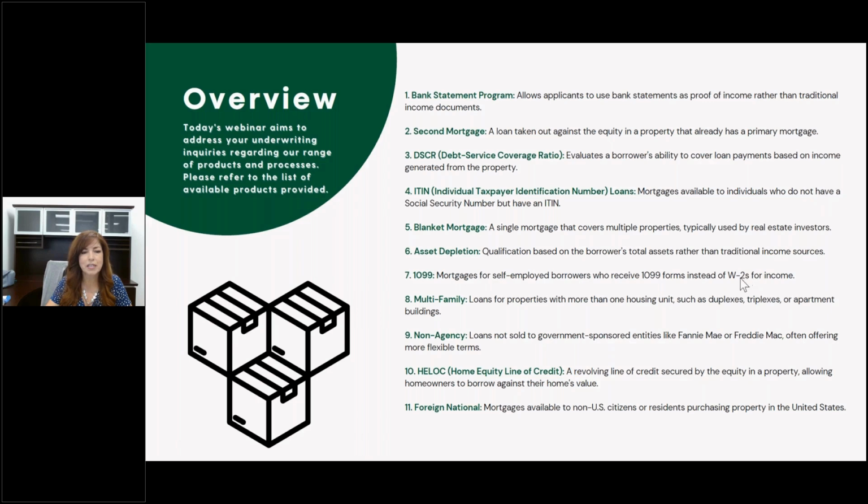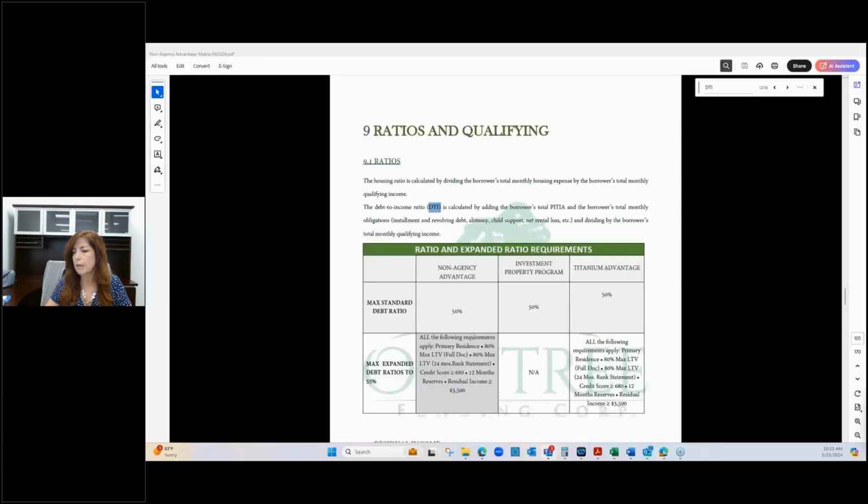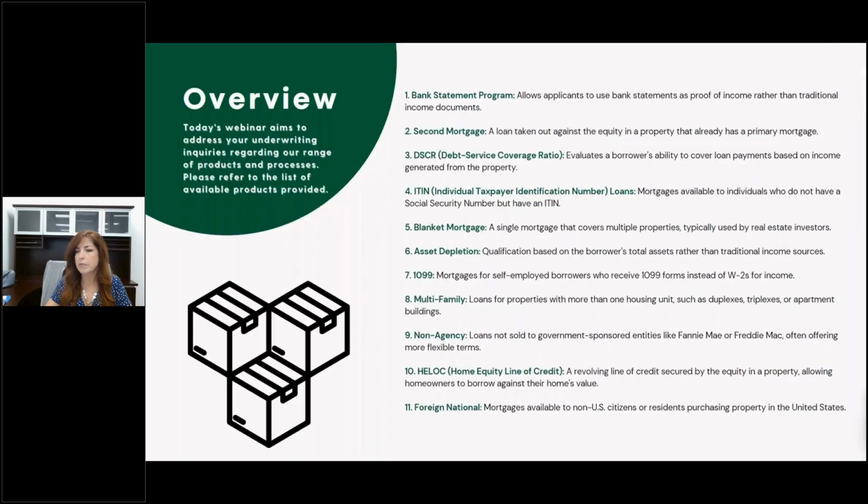Let's see here. Moving on, asset depletion. Now, what's the minimum score for 90% LTV for bank statements program? You're probably going to want to get with the AE, because it's going to depend on, here, let me see if I can get that real quick here. Oh, okay, I don't want to mess up my system here. But what lender? Oh, sorry to ask, but what lender are you with?